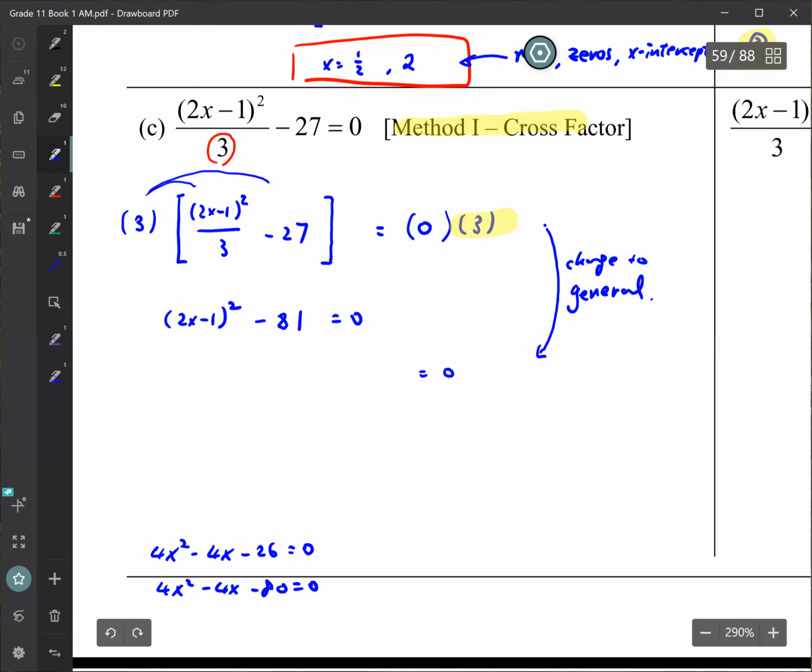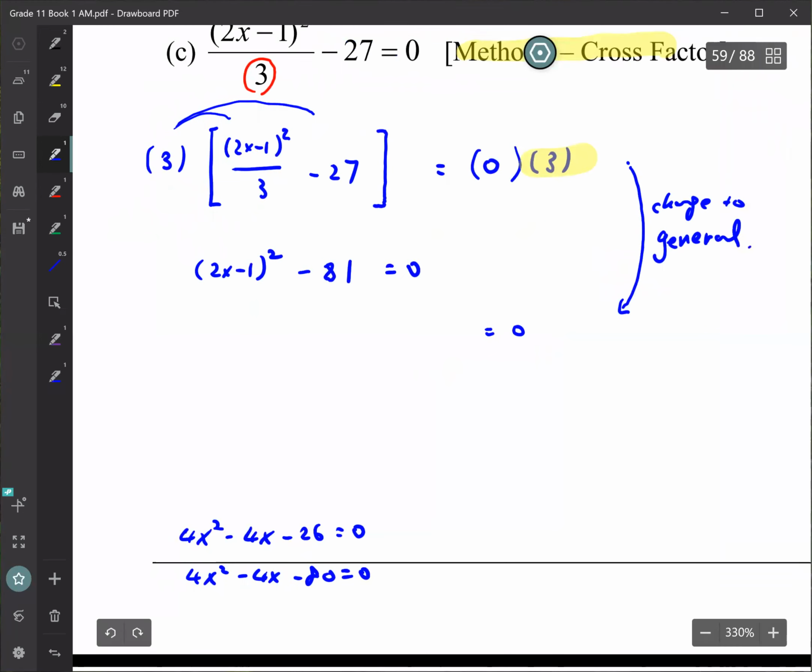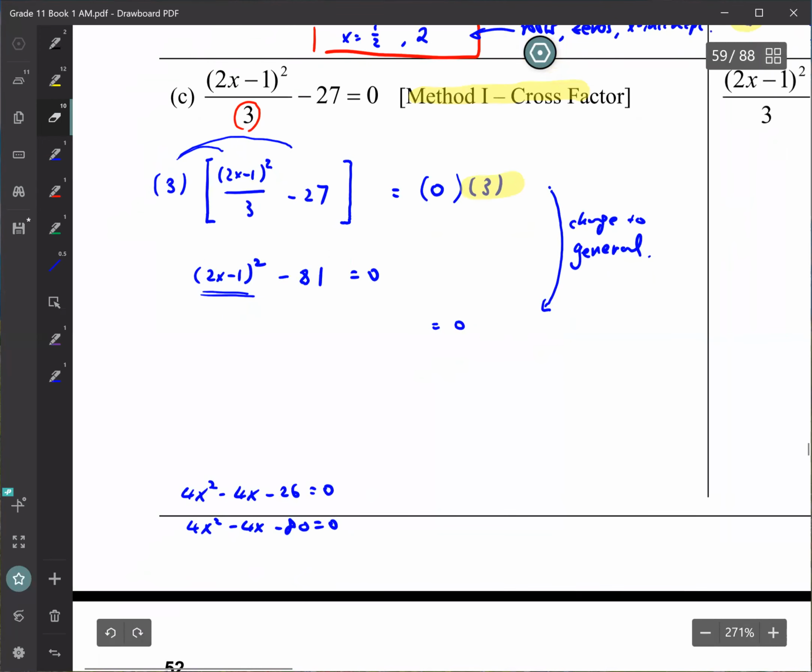And then you expand this one. When you expand, you have to be careful here. This one you need to use a special product. Let me write on the side. It's the (a minus b) squared, which we reviewed in the last chapter, the special formula. So a squared minus 2ab plus b squared, and then minus 81. Okay, so 4x squared minus 4x minus 80 equals 0. So that's our general form over there.